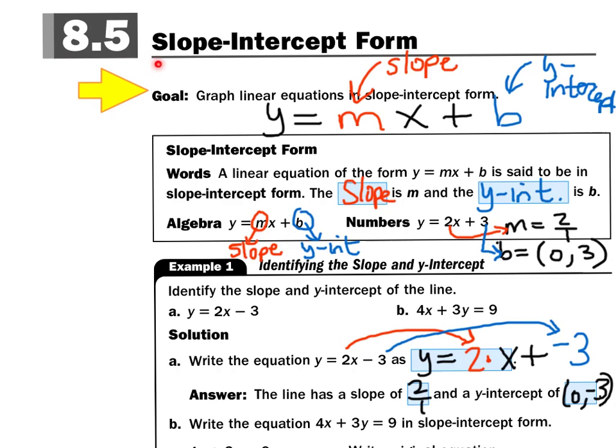Hello, you guys. Let's talk about Chapter 8, Lesson 5, the slope-intercept form. Now, our goal is to graph linear equations using the slope-intercept form. I like to say using the shortcut when I do this, okay?